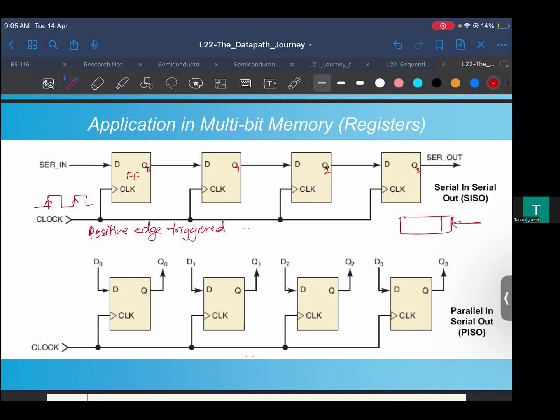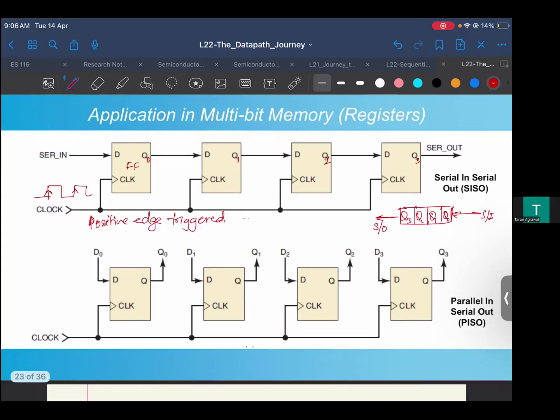So if these are your Q0, Q1, Q2, Q3, you are only feeding in like this, and your output is going out like this. There is a serial input, and there is a serial output. So this is just one very simple way of designing a register, where you are serially entering the data into the register and serially outputting it. Whatever comes in first is going to go out first, because that's how serial in and serial out works.